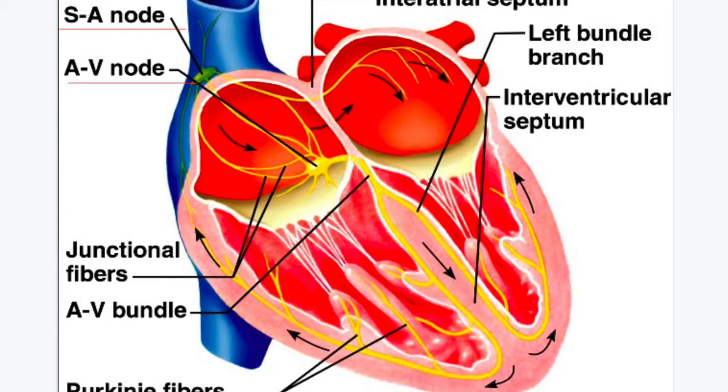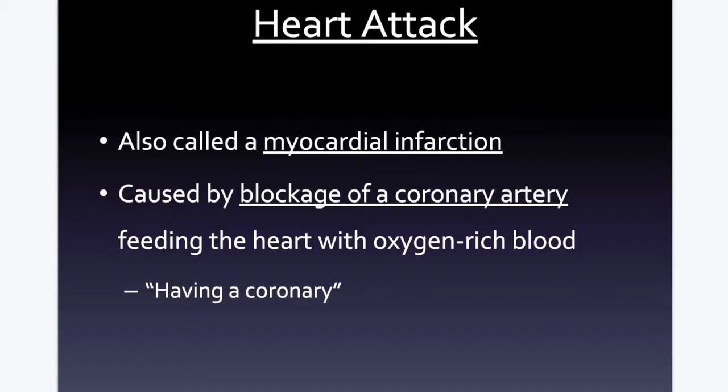What we have left to talk about are some issues that can happen with your heart. The first that we're going to look at is a heart attack. Now, the technical name for a heart attack is called a myocardial infarction, or an MI. What causes an MI is when one of the coronary arteries gets blocked. Okay, so that's going to prevent oxygen-rich blood from getting to the heart muscle.